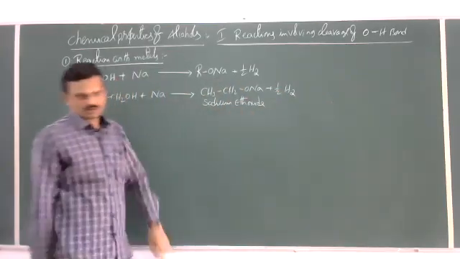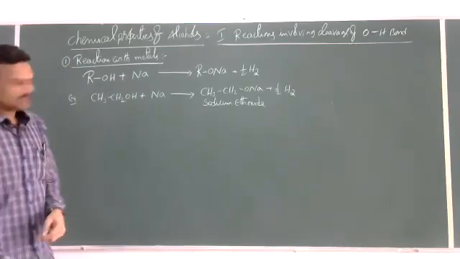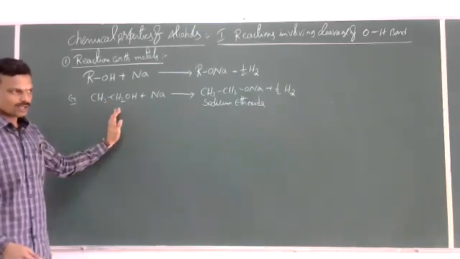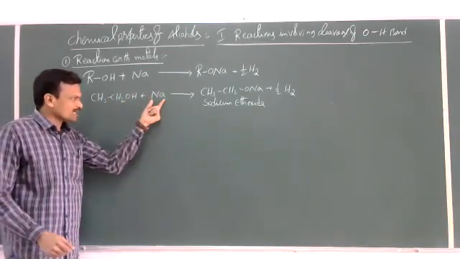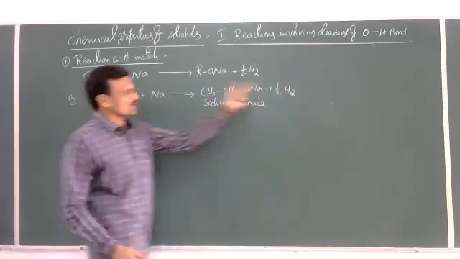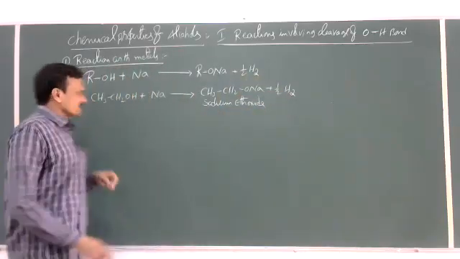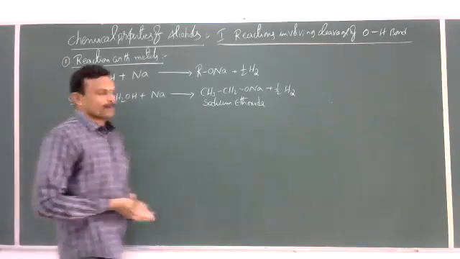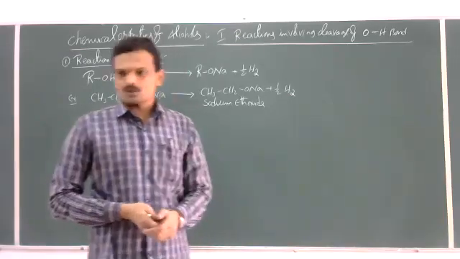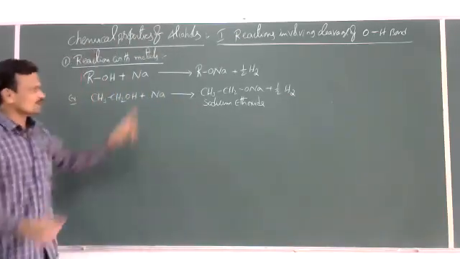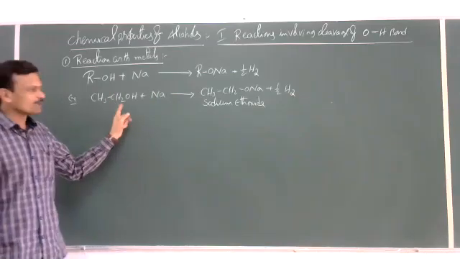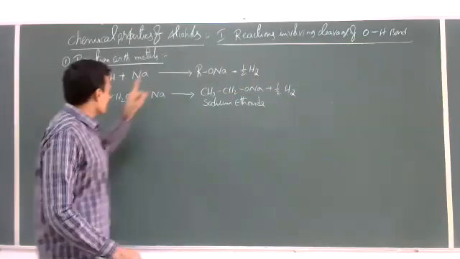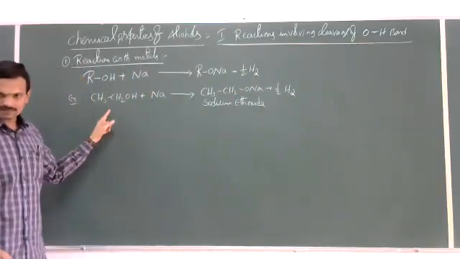So if you observe here, this reaction indicates the acidic nature of alcohols. As you know, metals react with certain compounds and displace hydrogen, which indicates the acidic nature of that compound. As you know very well, metals react with dilute acids and displace hydrogen. Similarly, here sodium metal reacts with ethyl alcohol and displaces hydrogen gas. This indicates that alcohols are acidic in nature.